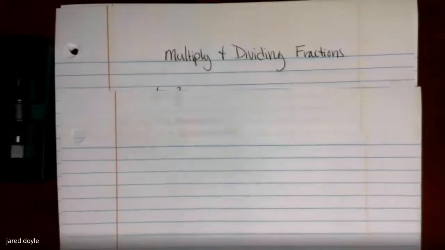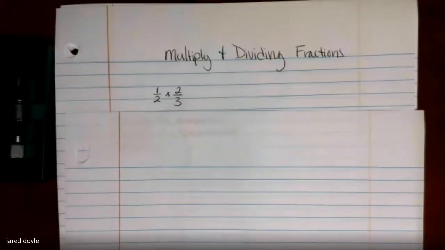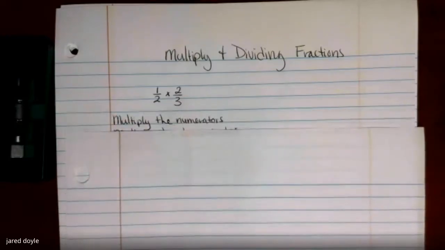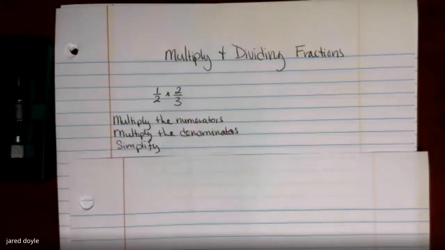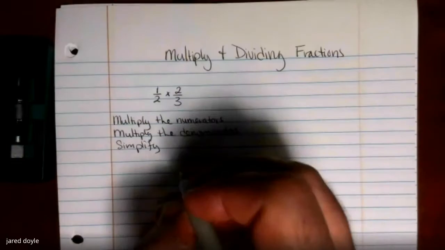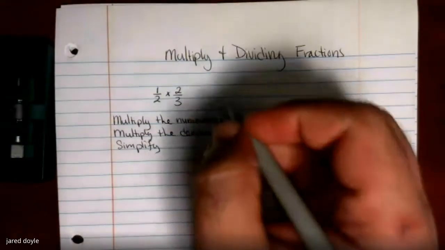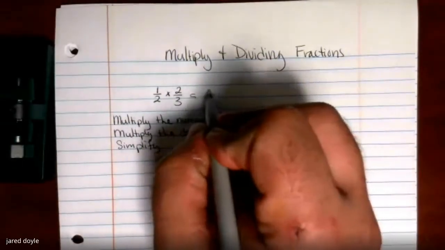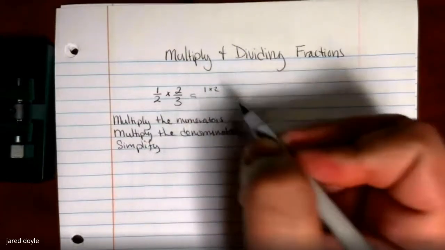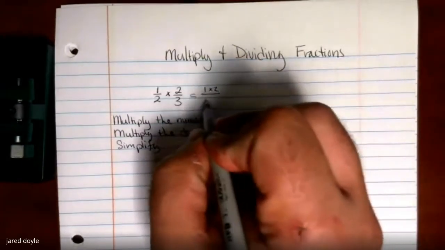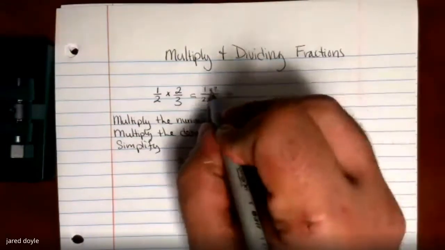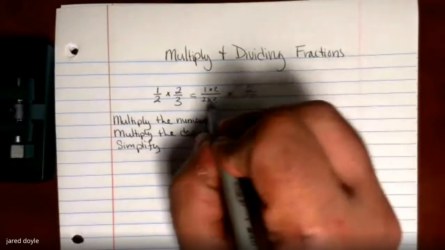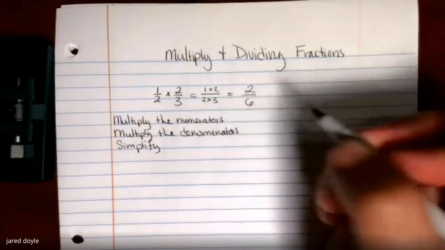So 1/2 times 2/3. So how do you do that? Well, it's pretty simple. You're going to multiply the numerators together. You're going to multiply the denominators together, and then you're going to simplify. Okay, so here we go. We've got 1/2 times 2/3. So you have the numerators being multiplied together, 1 times 2. You have the denominators being multiplied together, 2 times 3. So 1 times 2 is 2, and 2 times 3 is 6.